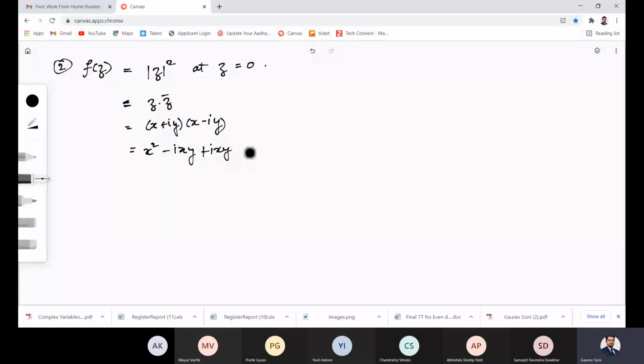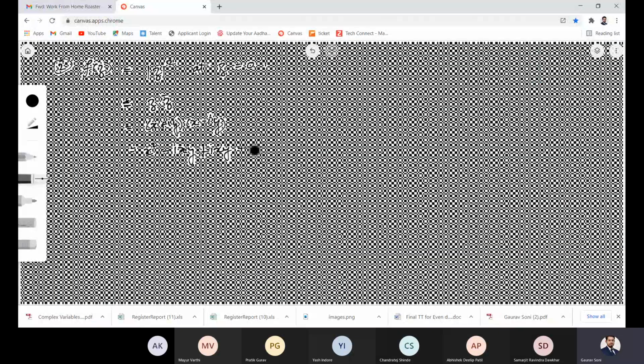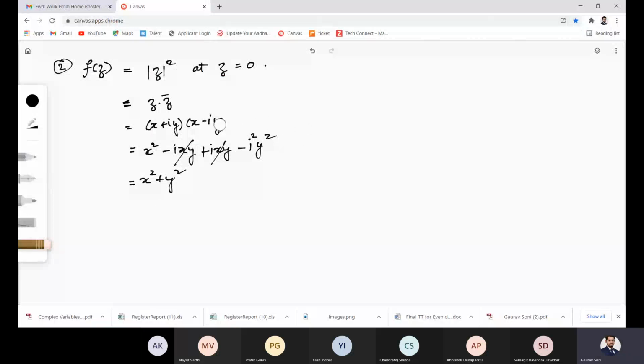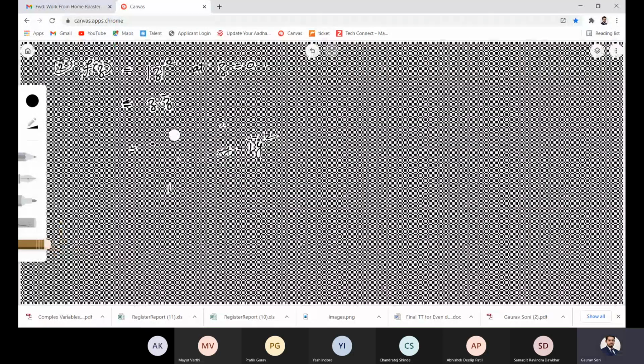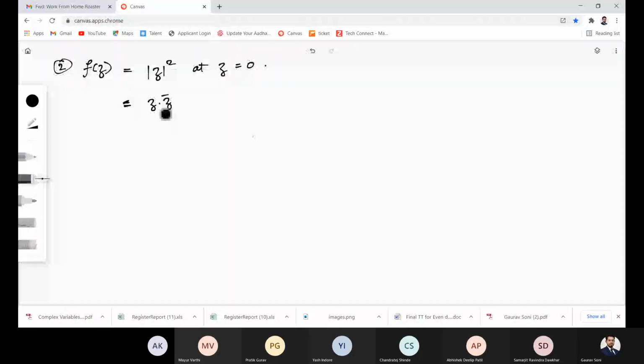Mod z square is z into z bar that we have seen earlier. So x plus iy into x minus iy. Z is x plus iy, z bar, the conjugate of it, is represented by x minus iy. If you multiply this, you get x square minus ixy plus ixy minus i square y square. These two will get cancelled out. i square is minus 1, so this will become x square plus y square. So the simplification, z into z bar, I'll directly write down x square plus y square.